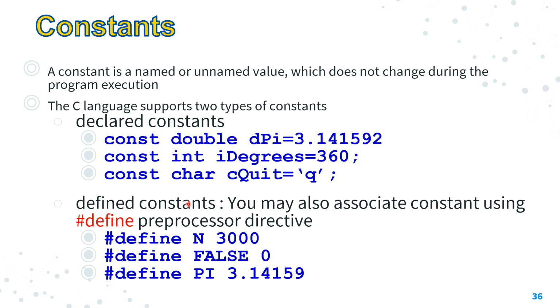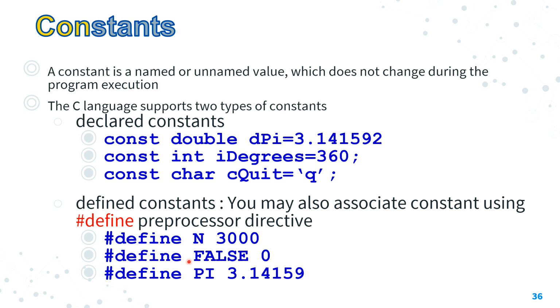The second way to define constants is using the #define preprocessor directive. For example, #define N 3000, #define FALSE 0, and #define PI 3.14159. These are called define constants. They are replaced by their values before compilation starts.